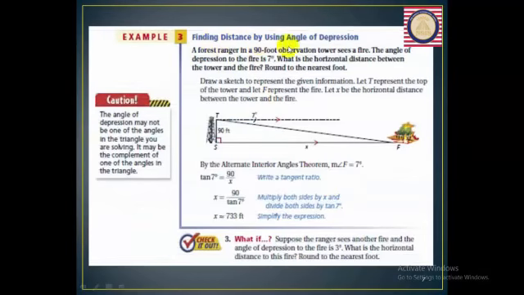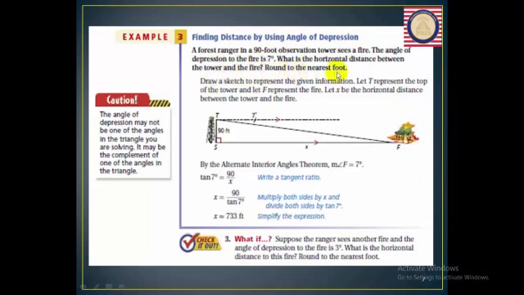Finding distance by using angle of depression. A forest ranger in a 90-foot observation tower sees a fire. The angle of depression to the fire is 7 degrees. What is the horizontal distance between the tower and the fire?